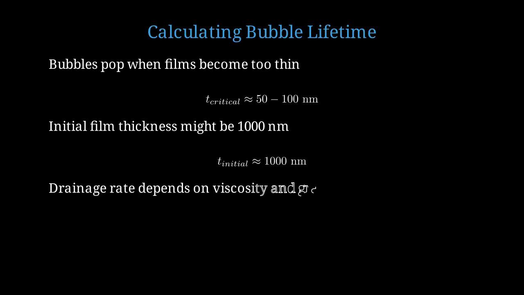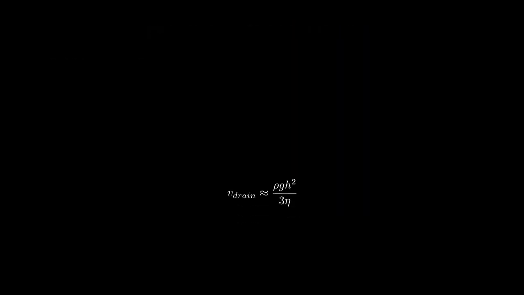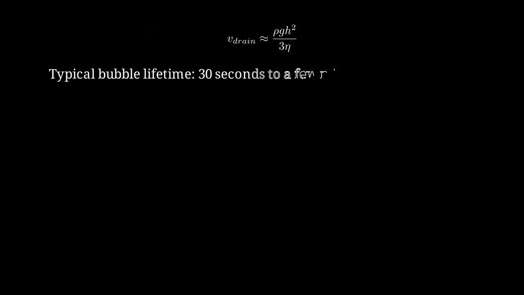The drainage rate depends on viscosity and gravity. For water with low viscosity, drainage is fast. The drainage velocity is approximately rho(gh) squared divided by 3 eta, where h is the film thickness. Combining these factors, a typical soap bubble in still air lasts anywhere from 30 seconds to a few minutes before the film becomes critically thin and ruptures.